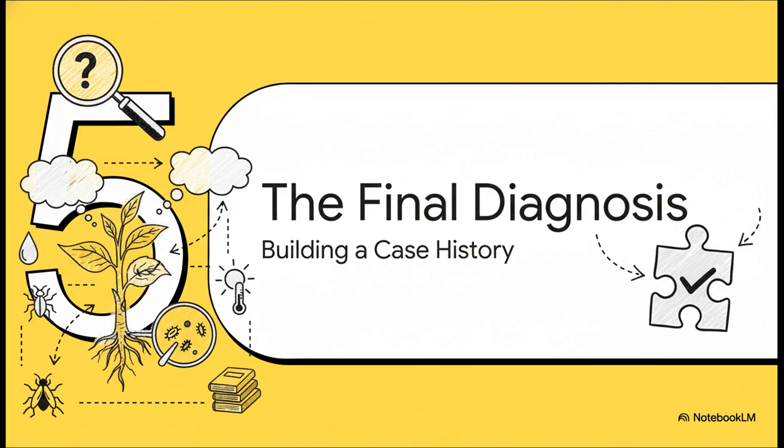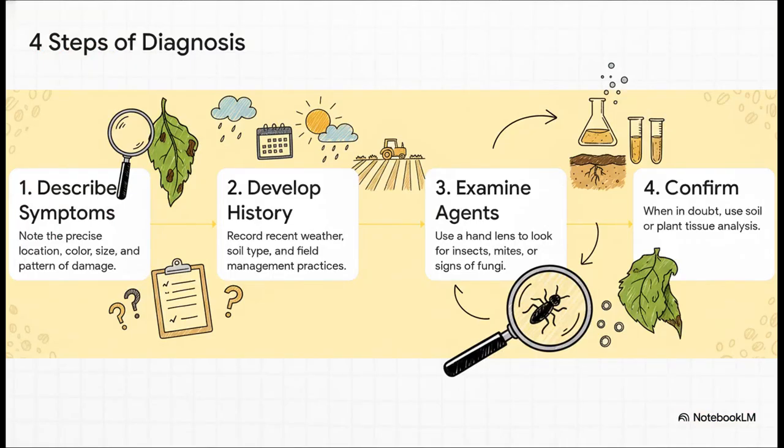Think about it. No detective would ever close a case based on just one piece of evidence, and you shouldn't either. A really solid diagnosis comes from building a complete case history. You take what you see with your eyes and combine it with every other bit of information you can get your hands on. The pros follow a pretty simple 4-step process.